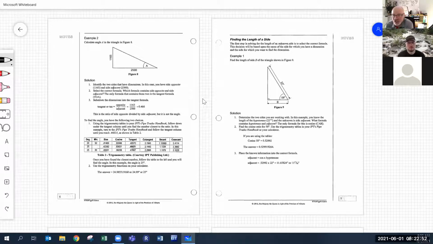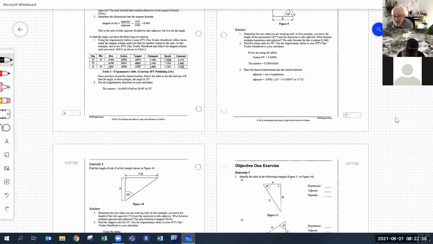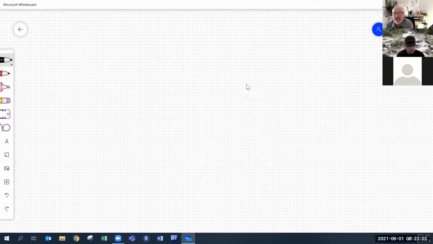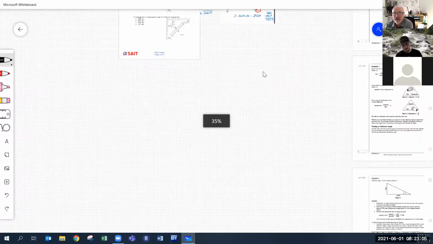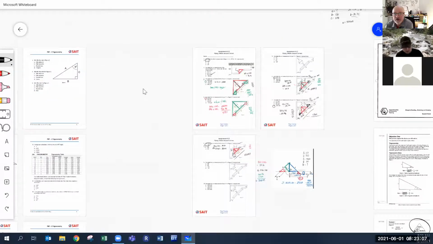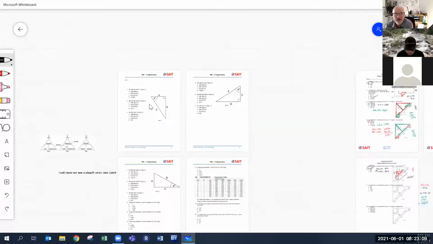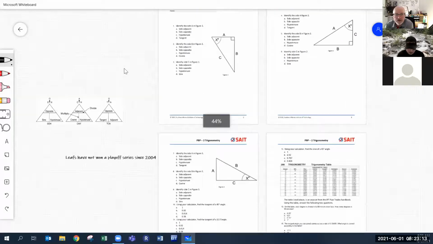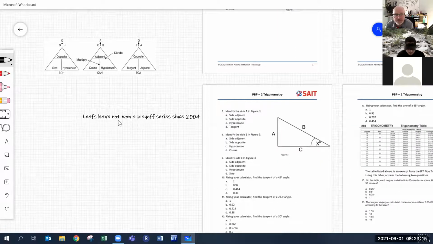Now, this just shows you some examples using what I just already did. I did a bunch of examples with you. Let's have a look at the objective 1 exercise. I think I have that over here. Hang on a second. Let me just pull this up over here.